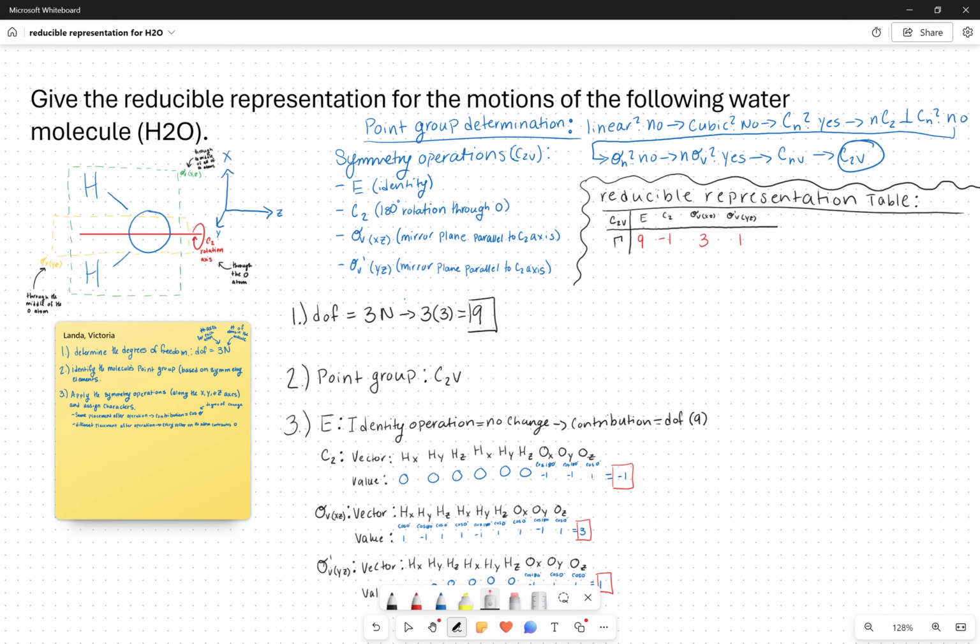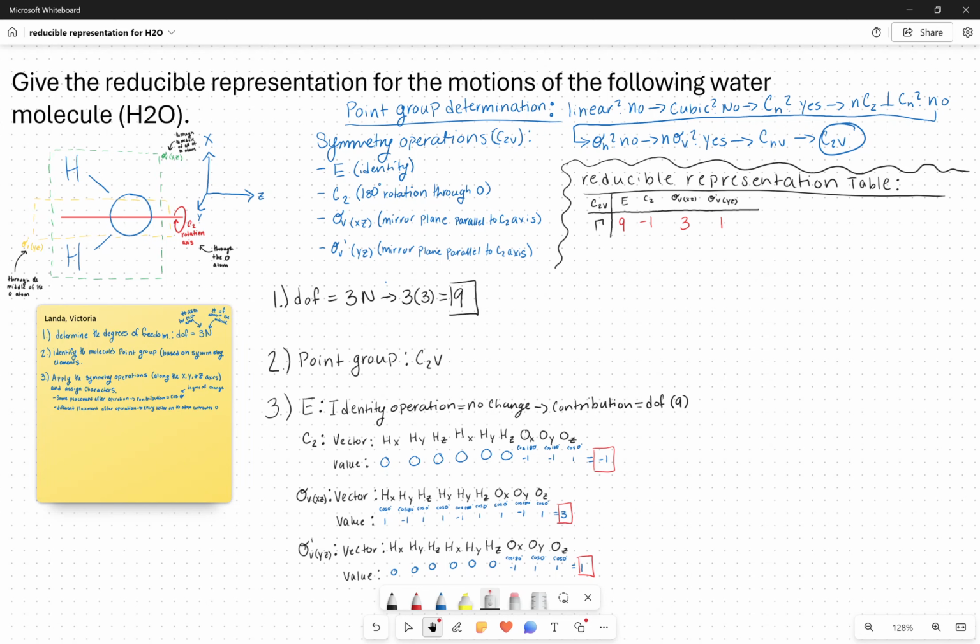So there are a couple things we need to do in order to find a reducible representation. The first being that we need to determine the degrees of freedom of the molecule. This is done using the equation degrees of freedom equals 3n, with 3 being the axes for each atom and n being the number of atoms in the molecule. In this case, we have 3 atoms in the H2O molecule. So 3n becomes 3 times 3, which means we have 9 degrees of freedom.